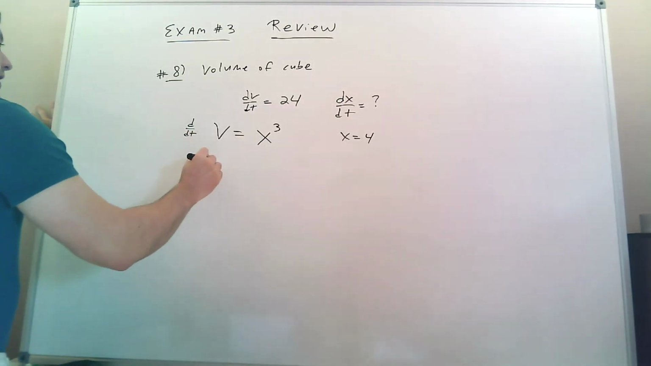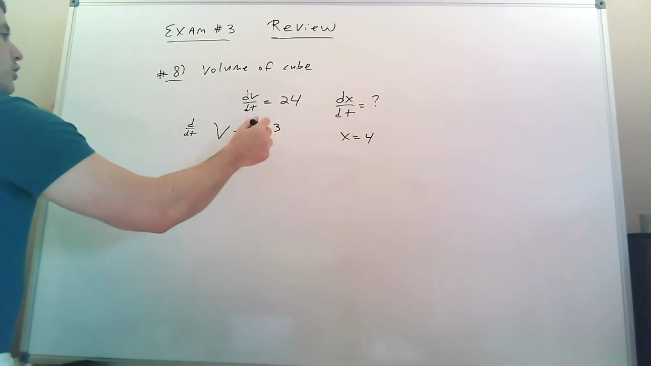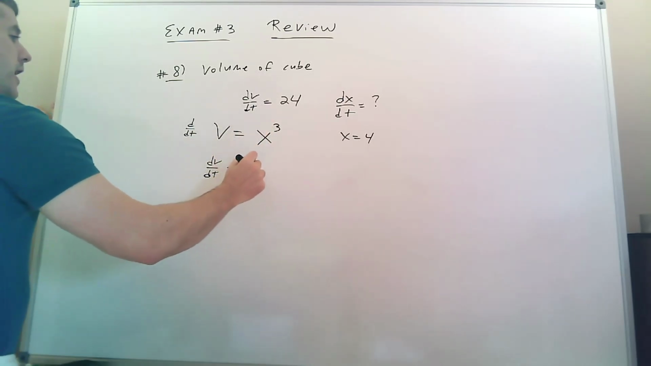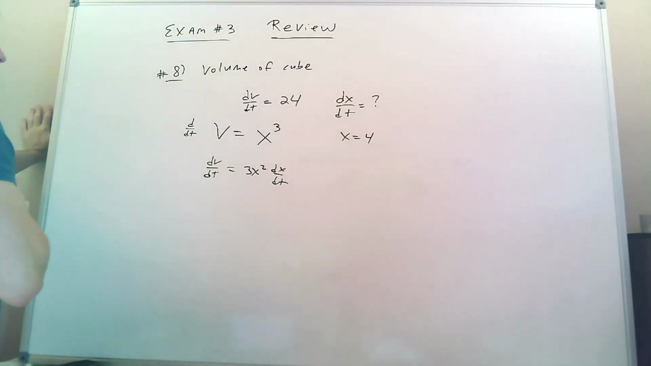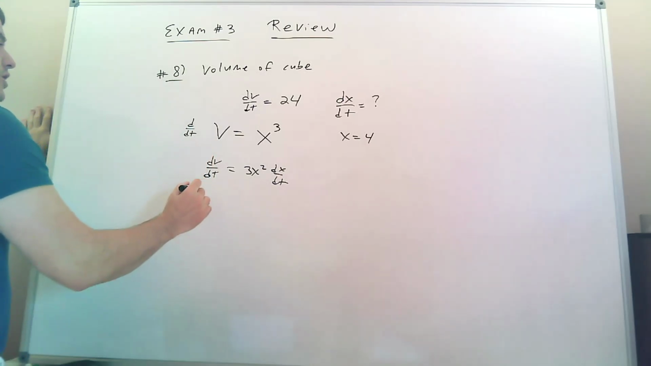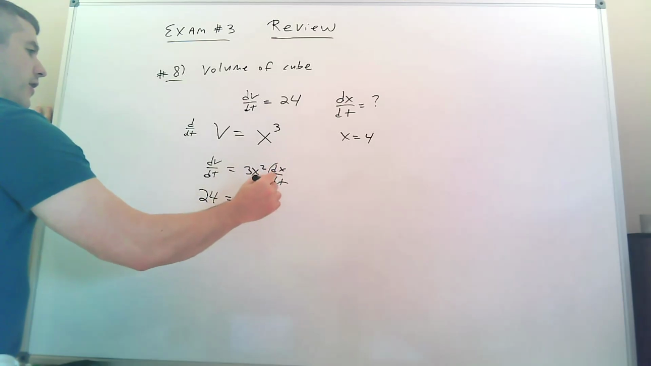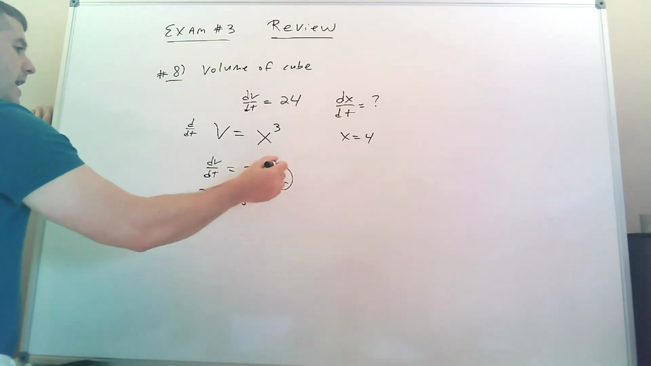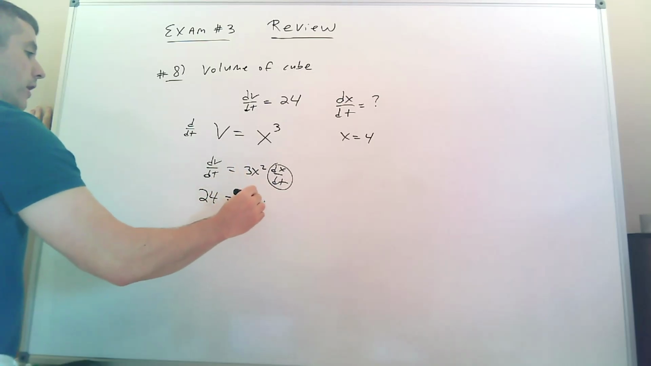Derivative of V is dV/dt. Well, it's 1 dV/dt. Derivative of x to the third is 3x squared dx/dt. I mean, it doesn't get any easier than this question. So the volume is changing at a rate of 24. I'm looking for the rate that the sides are changing at the moment that x is 4.